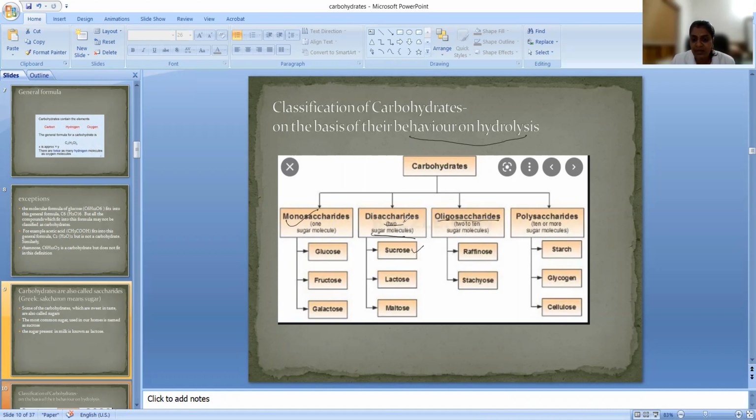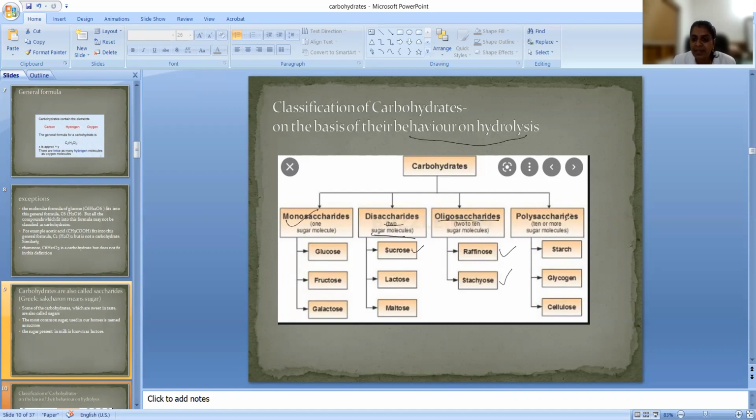Oligosaccharides, 2 to 10 or more than 2. In this book, we are classifying oligosaccharides from 2 to 10 sugar molecules. So disaccharide is included here in oligosaccharides. Oligosaccharides, 2 to 10 sugar molecules. Examples are raffinose and stachyose.